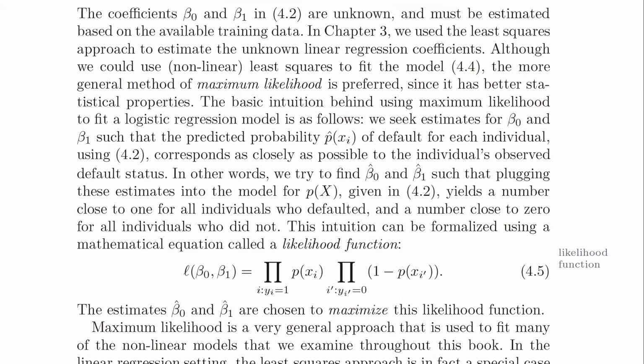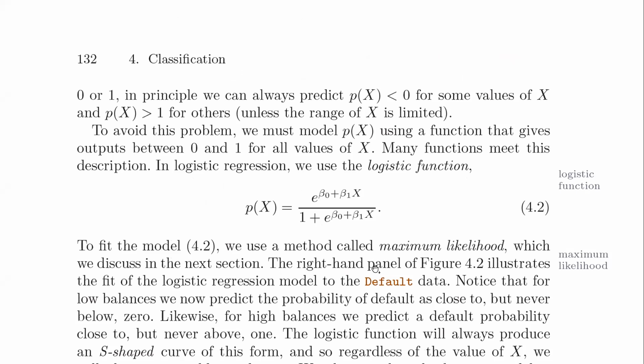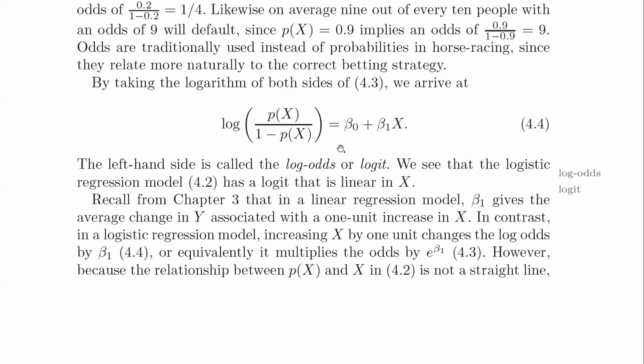The coefficients beta naught and beta 1 in 4.2, this is logistic regression, are unknown and must be estimated based on the available training data. In chapter 3, we used the least squares approach to estimate the unknown linear regression coefficients. Although we could use nonlinear least squares to fit the model 4.4, and this is kind of what I mentioned earlier, I guess we can use linear regression over here because this is a linear model.